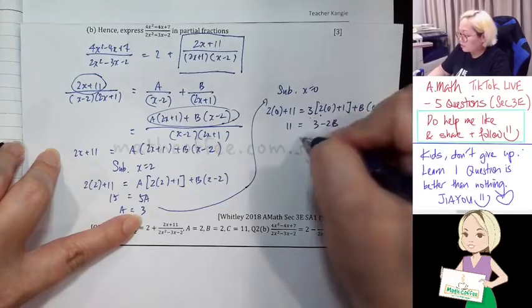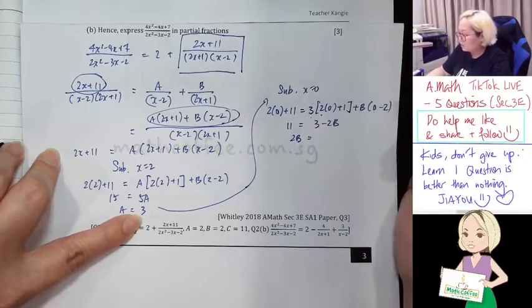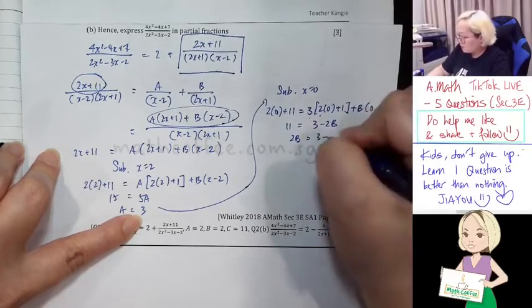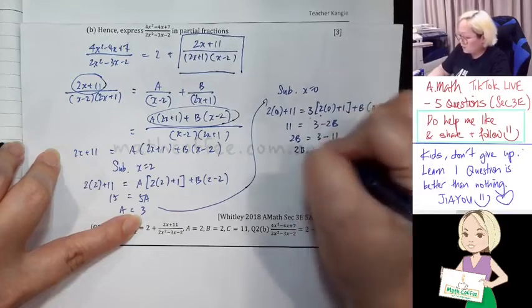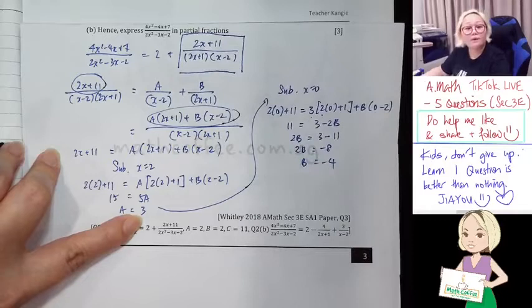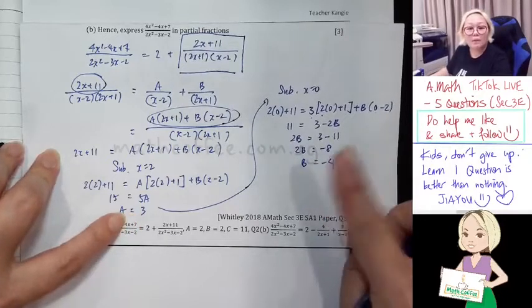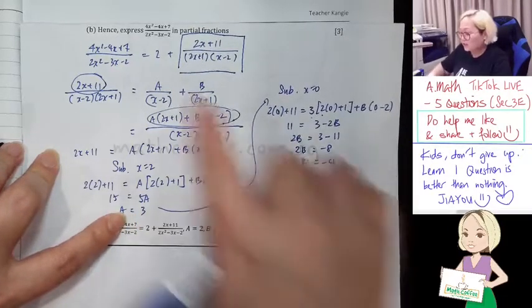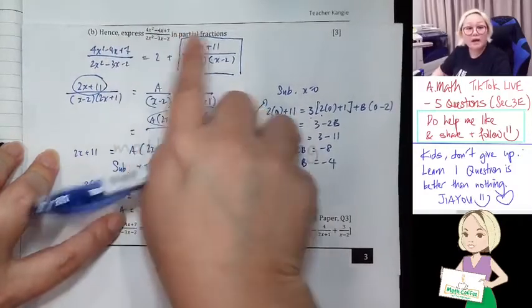So if I'm going to solve this, I will get 2B equals 3 minus 11. So 2B equals minus 8. So B equals negative 4. So we solved our A and our B. Lastly is just to express it in partial fractions.